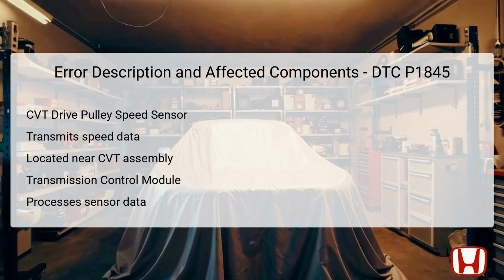The TCM is responsible for making real-time decisions on gear shifting and overall vehicle dynamics based on inputs from various sensors, including the CVT drive pulley speed sensor. If this sensor relays incorrect signal data due to a malfunction or wiring issue, the TCM may misinterpret vehicle speed and cause performance degradation. Understanding the layout of these components helps technicians effectively troubleshoot and resolve the problem.